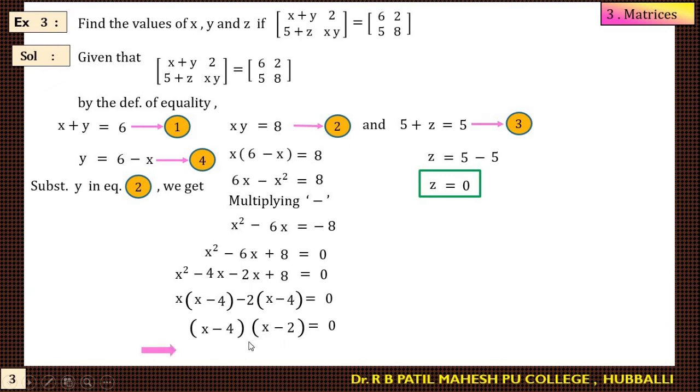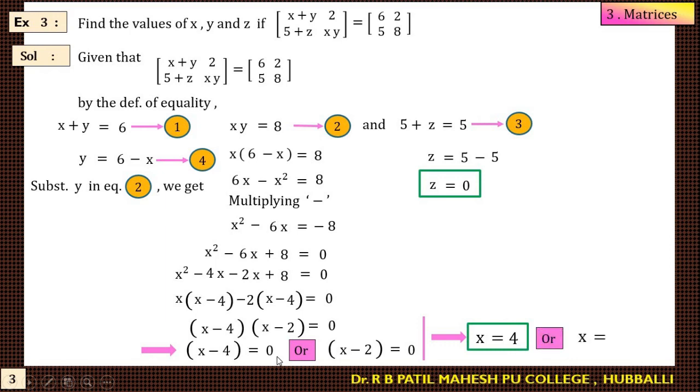So this implies x minus 4 equal to 0 or x minus 2 is equal to 0. So this implies x equal to 4 or x equal to 2. So here we got two values of x. One is 4 and one is 2. Now when x is 4, find out what y value you will get from equation 4. And when x is 2, what y value you will get, that you have to find out.